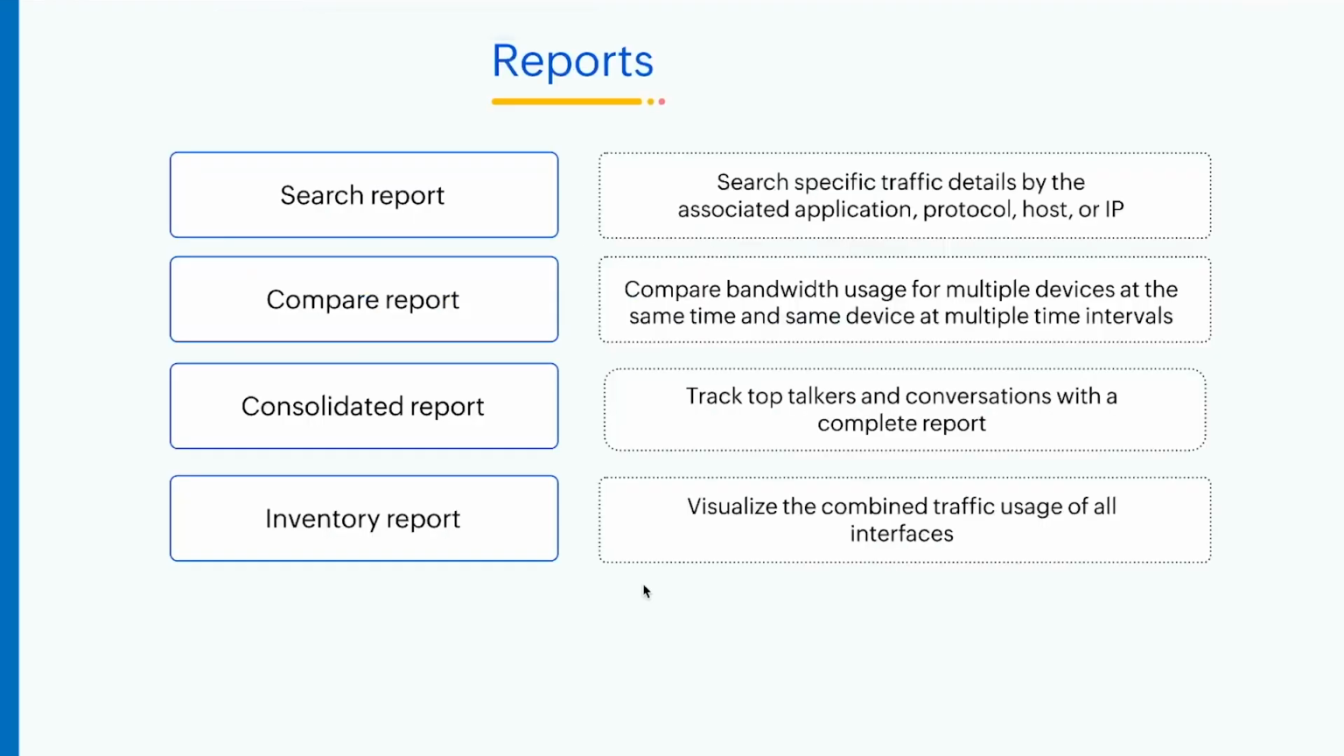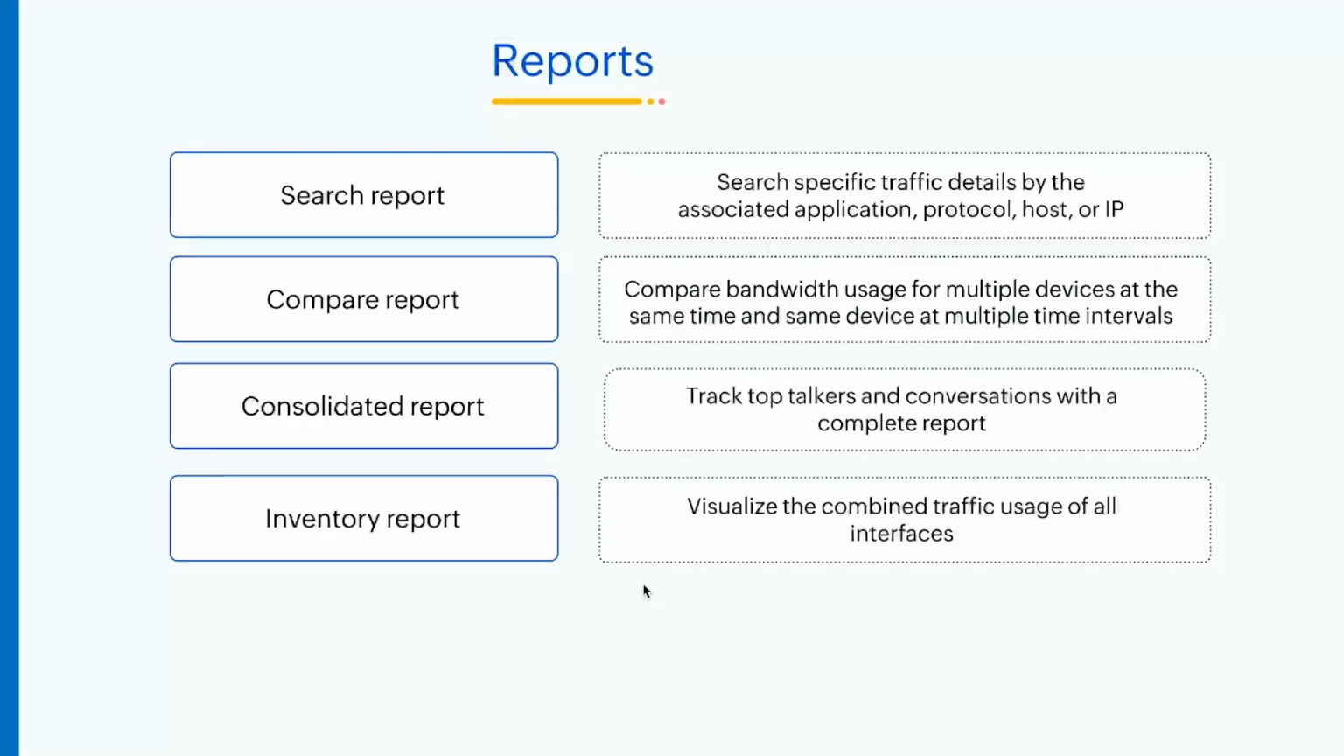These are some of the report features NetFlow Analyzer offers you. We'll look at each one of them now. With Search Report, you can search for specific traffic details by applications, IP addresses, protocols, or host. With Compare Reports, you can compare the traffic patterns for a particular source or particular time. Consolidated Reports, as the name suggests, will give you a complete report on top talkers and the traffic data of the given source. Inventory Report will give you all the traffic data combined for a specified source.